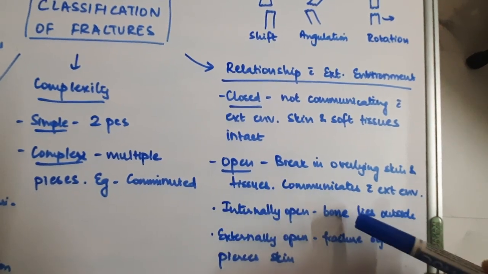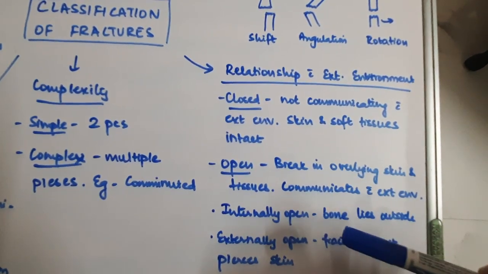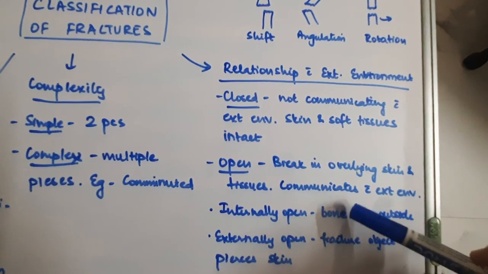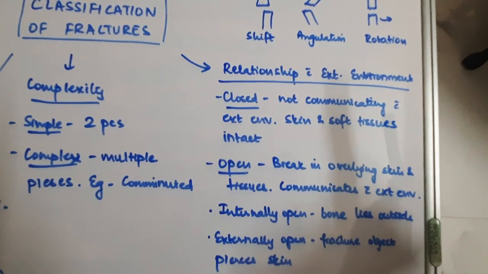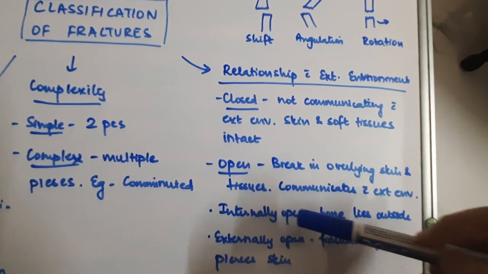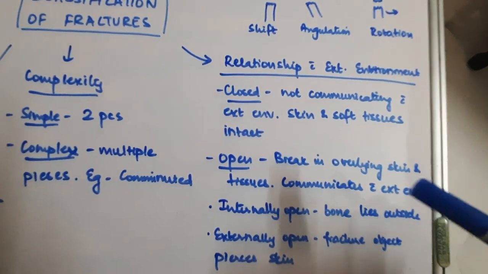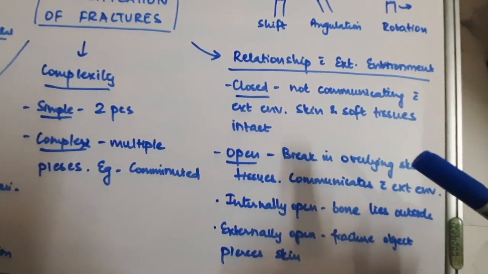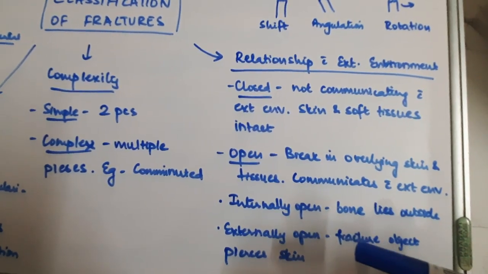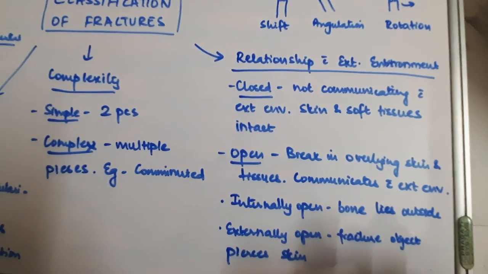The open fracture can be further divided into internally open and externally open. Internally open means that the bone lies outside. So the sharp bone fragment pierces the skin from inside and comes to lie outside, and that is called an internally open fracture. Whereas an externally open fracture means that the object which caused the fracture pierces the skin and enters inside.